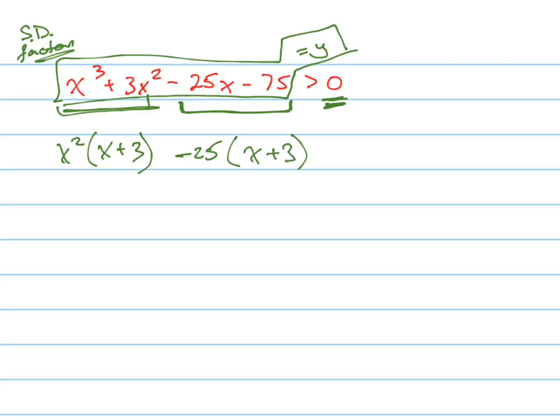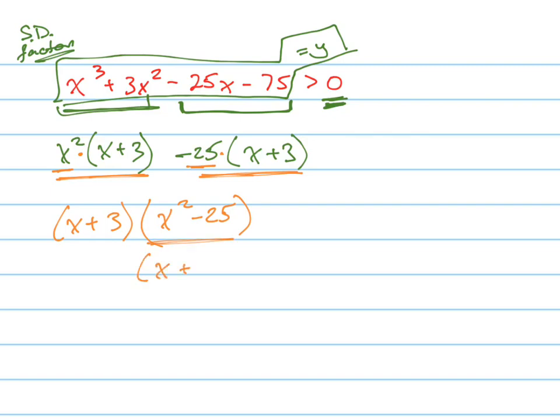And now I can factor further. These have what factor in common? They both are being multiplied by x plus 3. So if I take that x plus 3 out, I'll be left with x squared minus 25. And now I can factor this further, because it's the difference of perfect squares: x plus 5 and x minus 5. Remember that? So there's my equation. And now I can more easily tell that my zeros are going to be at negative 3, negative 5, and positive 5.